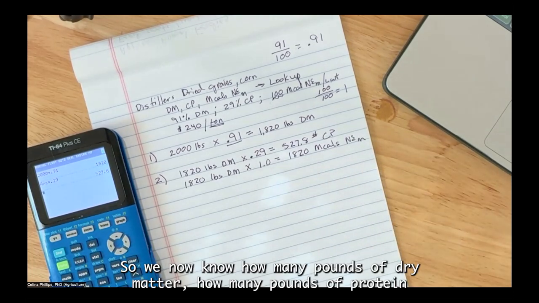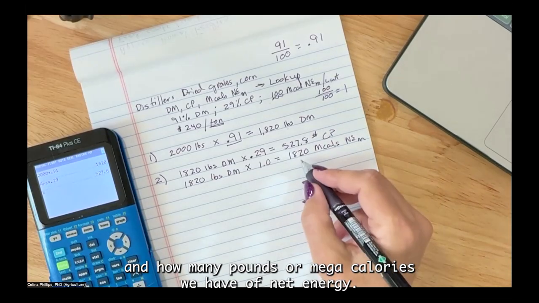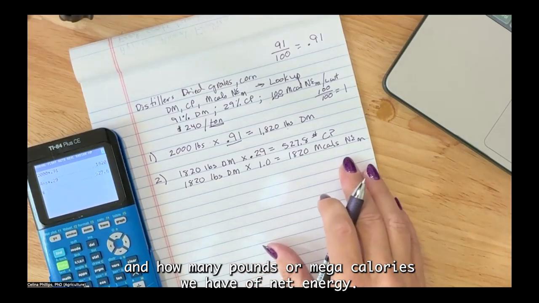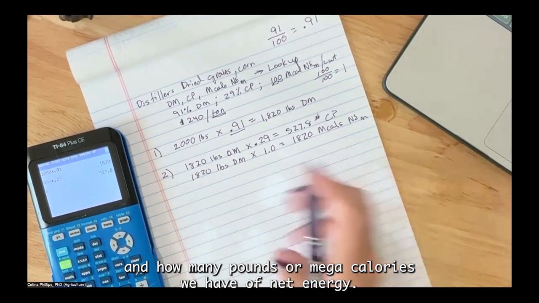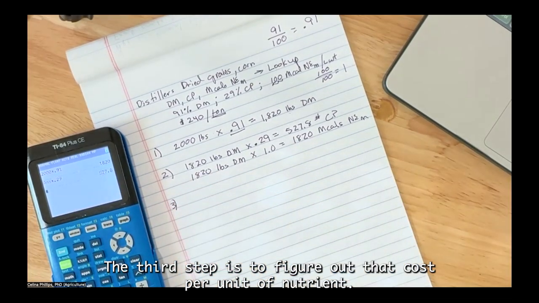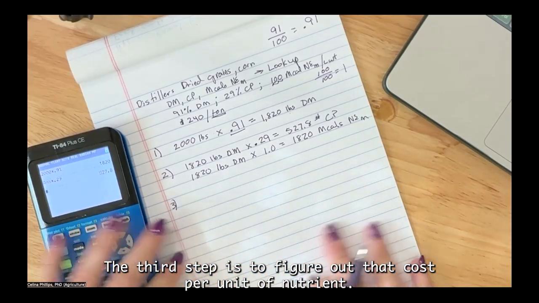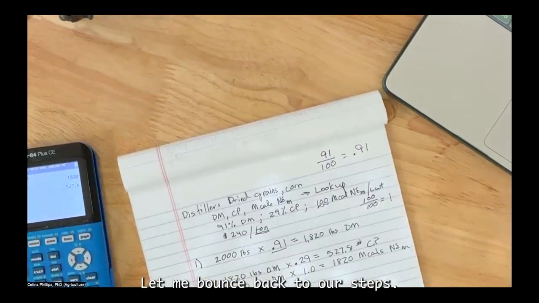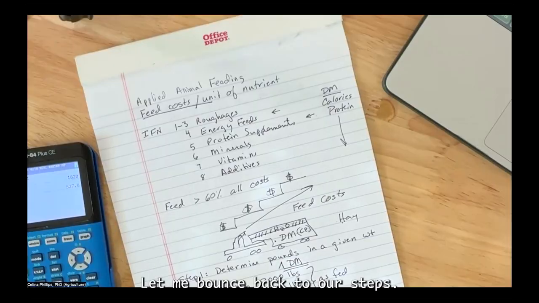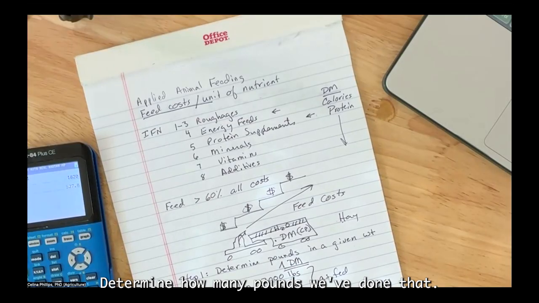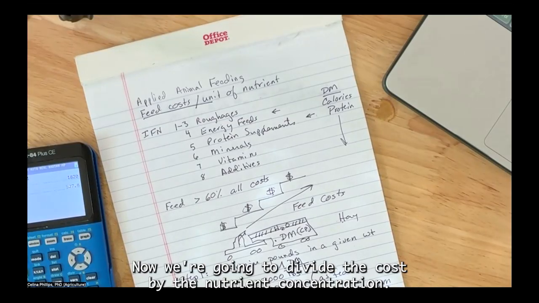Okay, so we now know how many pounds of dry matter, how many pounds of protein, and how many megacalories we have of net energy. The third step is to figure out that cost per unit of nutrient. Let me bounce back to our steps. Determine how many pounds, we've done that. Now we're going to divide the cost by the nutrient concentration.